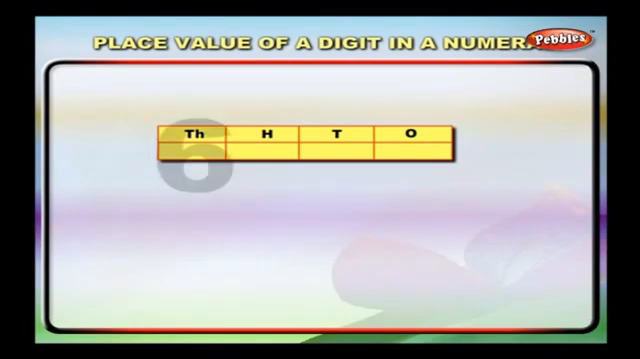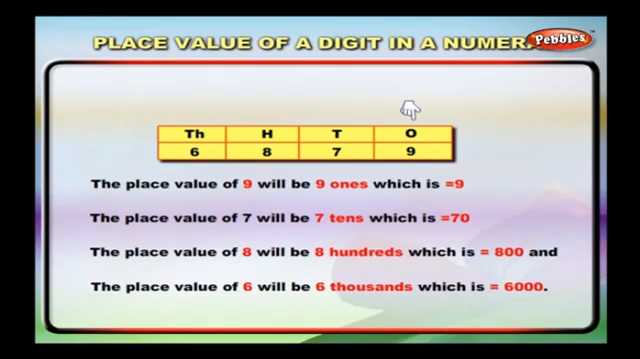First, let us arrange 6,879 in the place value chart. The place value of 9 will be 9 ones, which is equal to 9. The place value of 7 will be 7 tens, which is equal to 70. The place value of 8 will be 8 hundreds, which is equal to 800. And the place value of 6 will be 6 thousands, which is equal to 6,000.